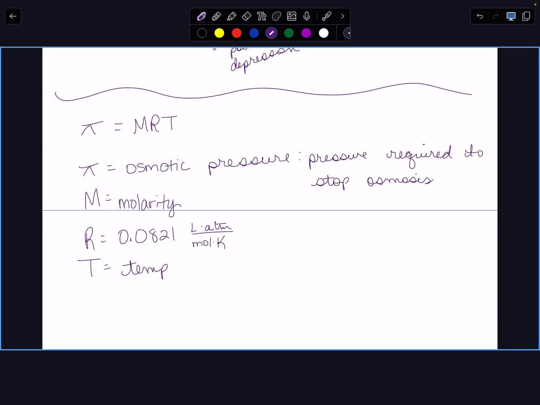Okay. What's osmosis? Diffusion of water. Okay. In biology classes, we learn it's the diffusion of water. Why? Because that's the solvent in our body. It's all about water. But osmosis, y'all, it's the movement of solvent.